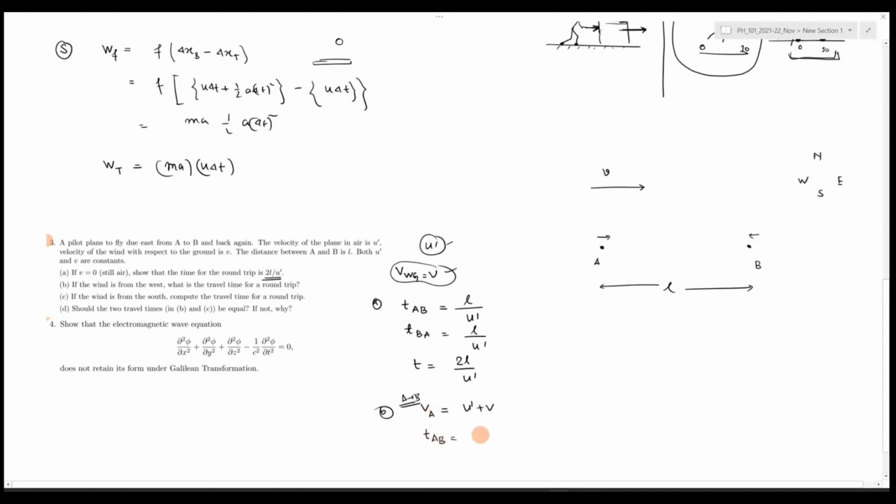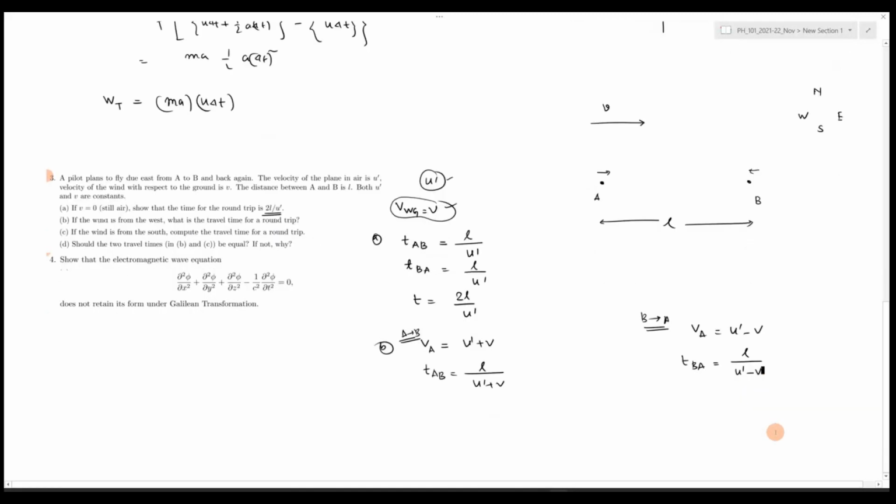Yes, Bhaiya. Okay, good. u prime plus v, so time taken will be this much. When it comes from B to A, its speed will get reduced, so it will become u prime minus v. So time taken to come from B to A will become L by u prime minus v.